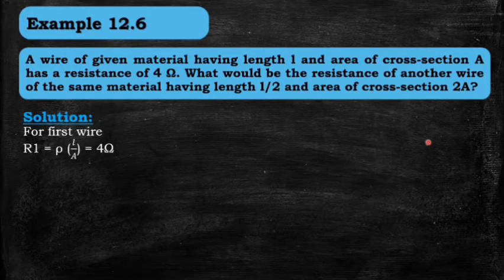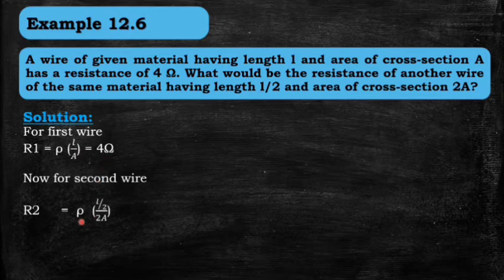For the first wire, we know that R is equal to rho multiplied by L divided by A. The resistance is given as 4 ohm. That is, rho multiplied by L divided by A is equal to 4 ohm. And for the second wire, they have given the length as L by 2 and the area as 2A.